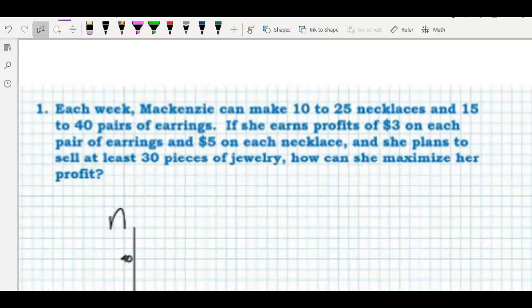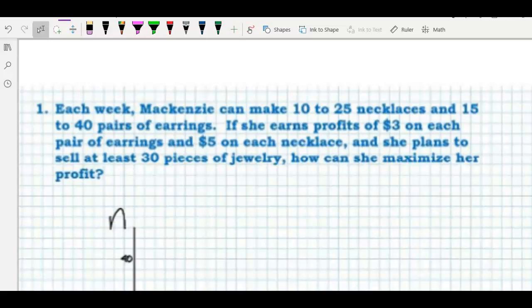Each week, Mackenzie can make 10 to 25 necklaces and 15 to 40 pairs of earrings. She earns profits of $3 on each pair of earrings and $5 on each necklace, and she plans to sell at least 30 pieces of jewelry. How can she maximize her profit? So there's a lot happening here. We're going to have many different constraints, even more so than we did in step 7.